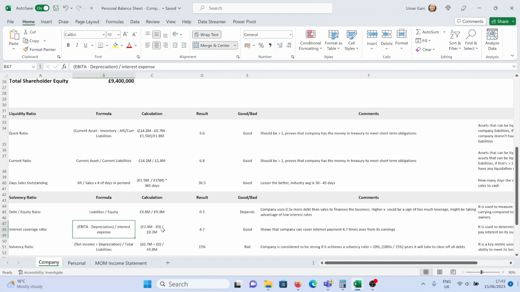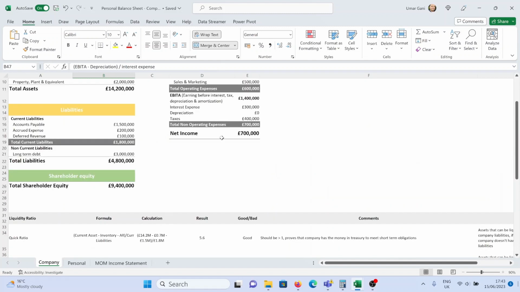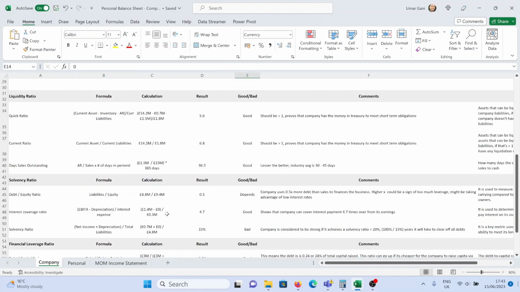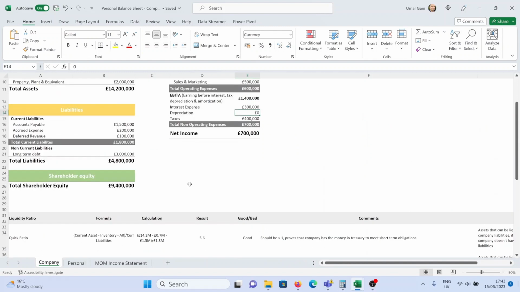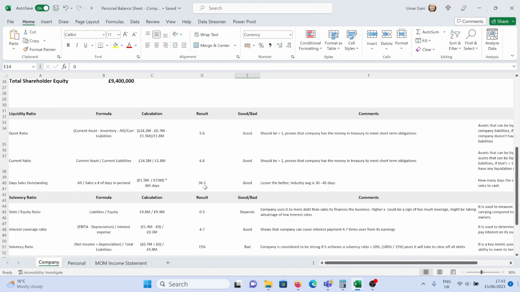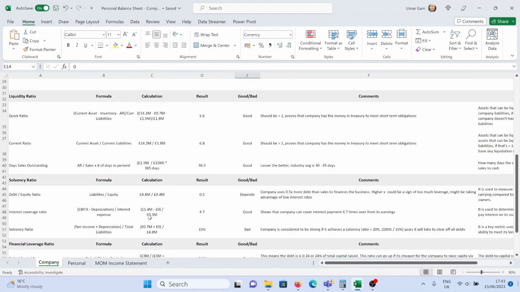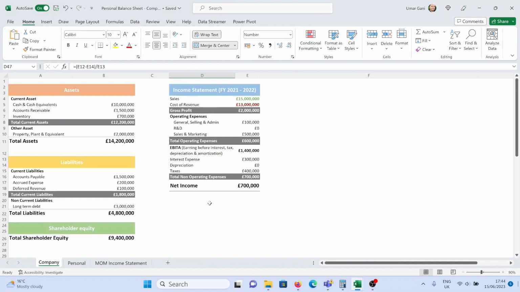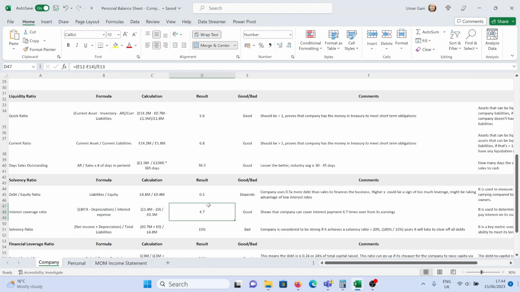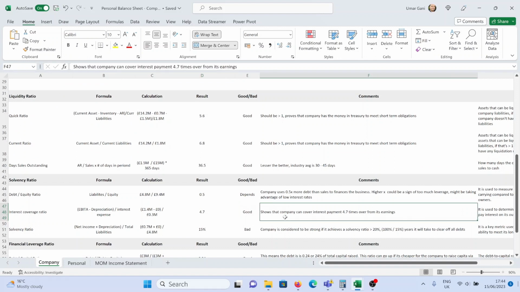So here, EBITDA minus depreciation: EBITDA is 1.4 million. The depreciation is 0, so it is 1.4 million divided by the interest expense. Interest expense is only 300k, which is 0.3 million. If you do the calculation, it is 4.7 times. So the money you're getting after your operating expense can cover the interest 4.7 times over. It shows the company can cover interest payments 4.7 times over from its earnings. That's what it says.